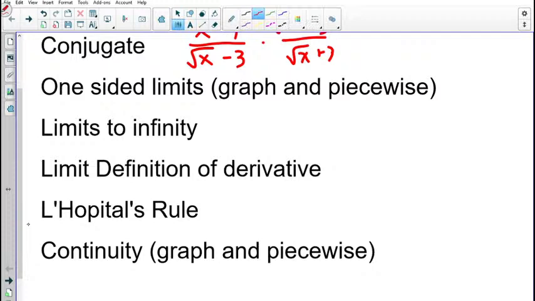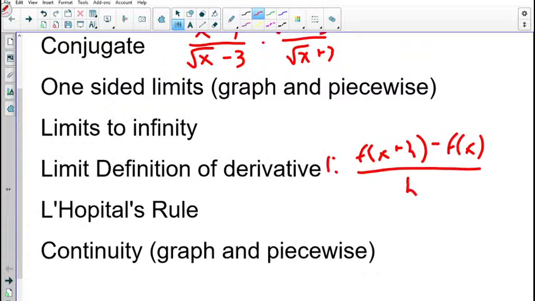Limit definition of a derivative. That is f of x plus h minus f of x, all over h, limit as h approaches 0. They like to throw this on multiple choice. So if you see this structure, especially a limit as h approaches 0, instead of thinking about limits, you can do it with limits, but really you should be looking at that and recognizing, oh, that's asking about the derivative at a particular point.